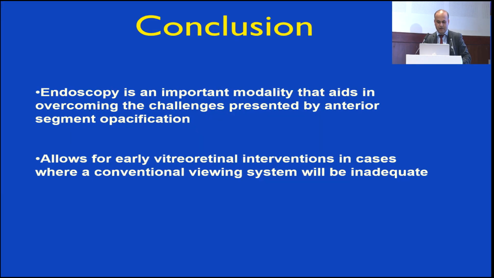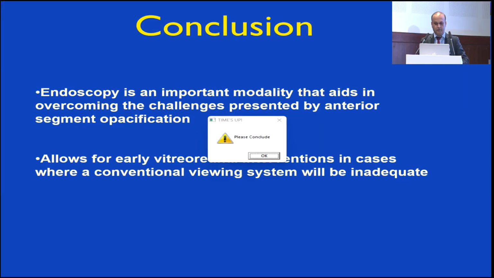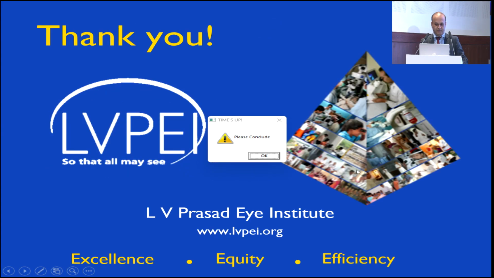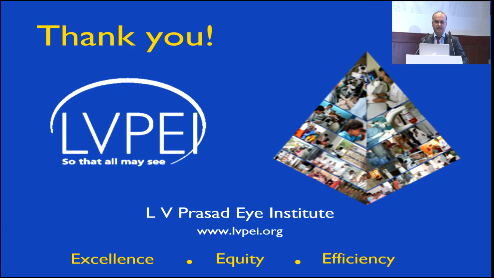So in a nutshell, endoscopy allows us to overcome the challenges presented by anterior segment opacification and helps us in taking care of these eyes. It also gives us an opportunity of a very early intervention in eyes which would otherwise have been limited to either waiting for a temporary prosthesis or waiting for the media to become clear. Thank you so much.